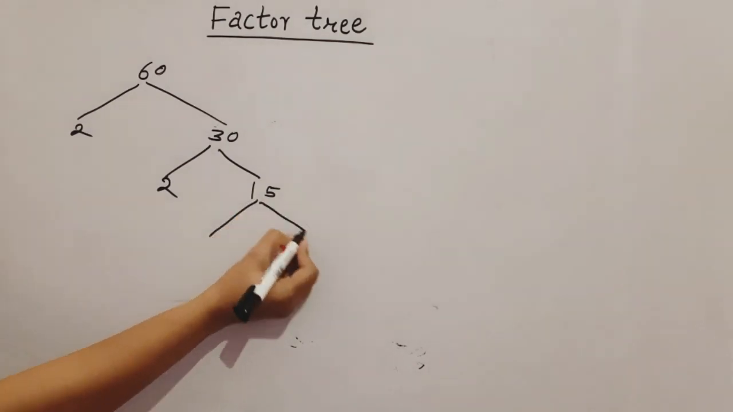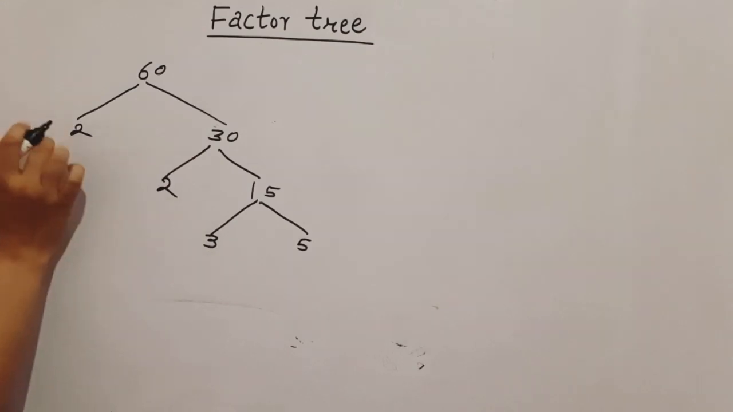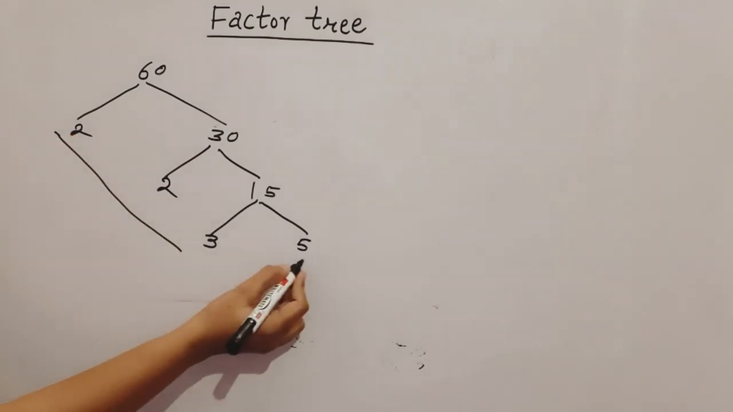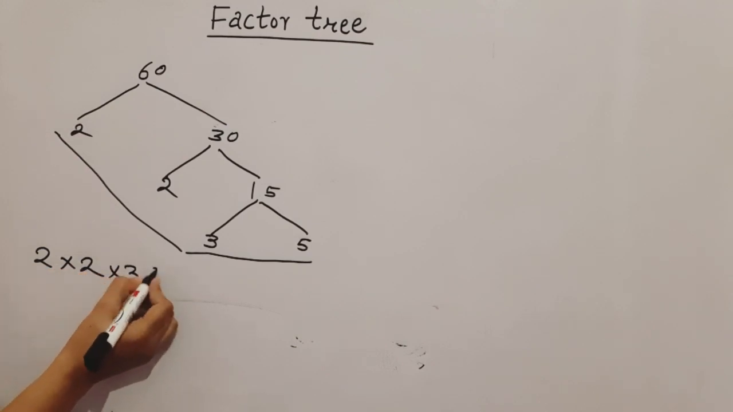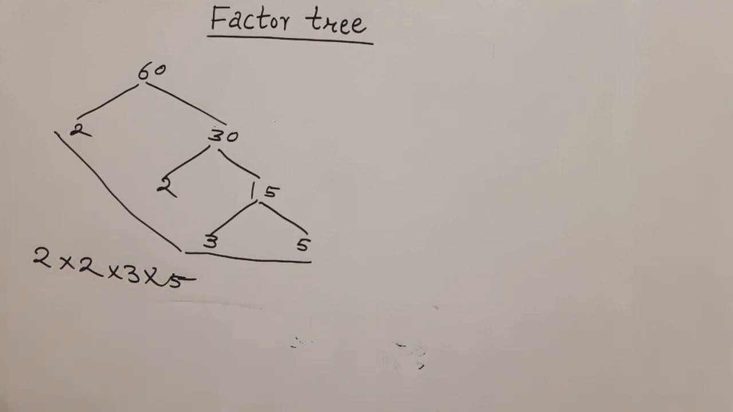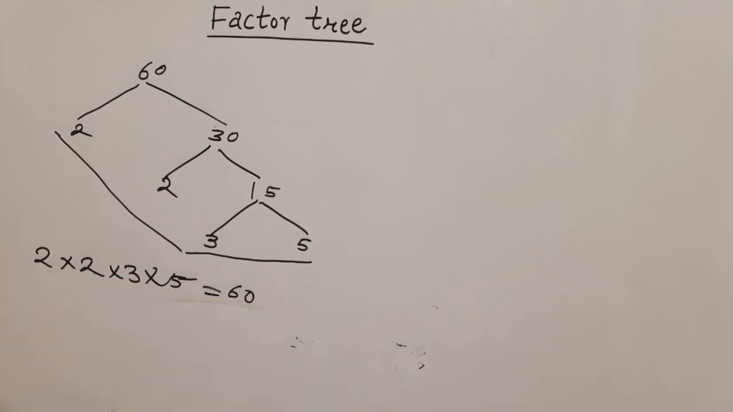Now 15 is not divisible by 2. So 3 5s are 15. 3 and 5 both are prime numbers. So all the numbers on the left hand side plus the last number on the right hand side: 2 multiplied by 2 multiplied by 3 multiplied by 5. So 2 2s are 4, 4 3s are 12, 12 5s are 60. That means the factor tree of 60 which we have drawn is totally correct.